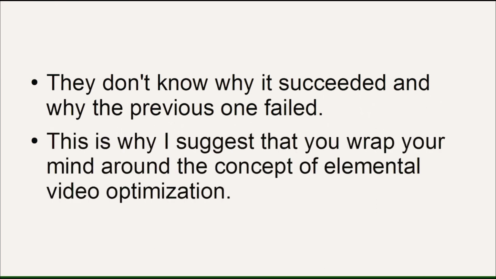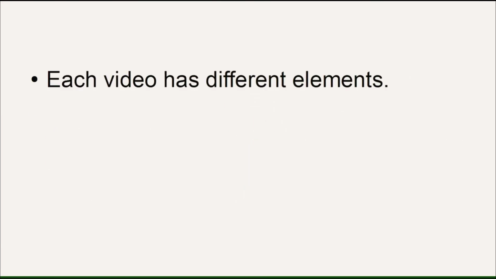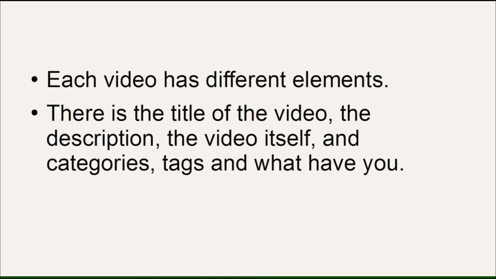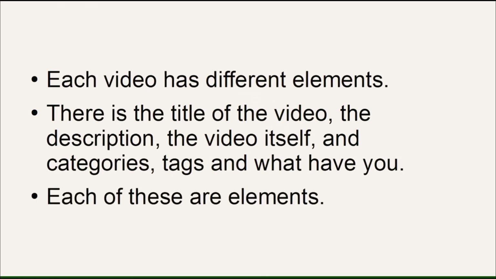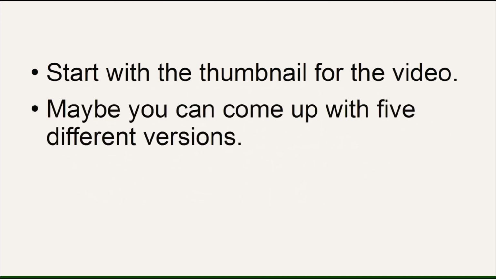This is why I suggest that you wrap your mind around the concept of elemental video optimization. I know that's a fancy term, but all it means is that instead of overhauling your video all at once, do it piecemeal. How do you know which part to change? It's very simple. Each video has different elements. There's the title of the video, the description, the video itself, and categories, tags, and what have you. Each of these are elements. When you're optimizing a video, start with one element. For example, start with the thumbnail for the video. Maybe you can come up with 5 different versions.